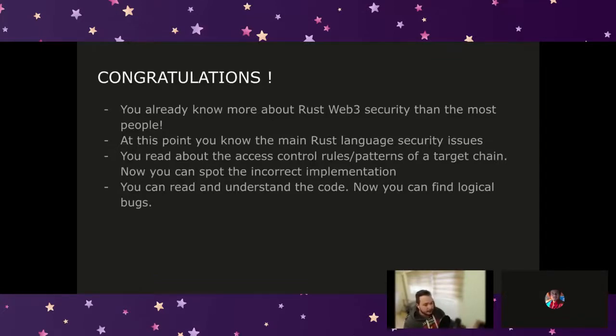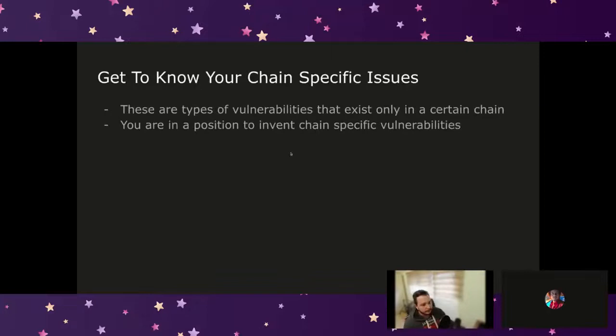Afterwards, if we move to more chain specific issues and you learn those, you're going to be even better. The whole message I'm trying to convey here is that it's not super hard to get started. Just start with Rust security, learn access control bugs, get used to reading Rust code to find logical bugs, and now you're already doing a great job, as I mentioned before. So get to know your chain specific issues.